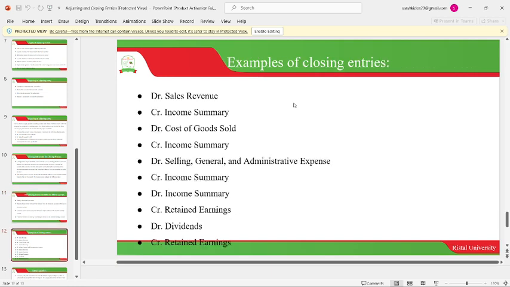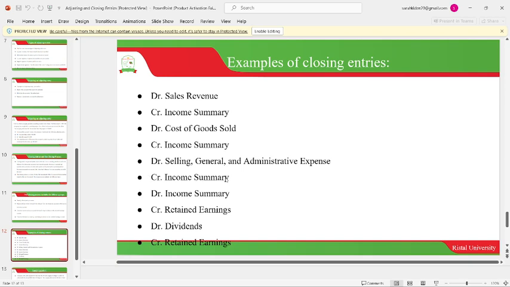So let's look at examples. For example, we have sales revenue. So we debit sales revenue and then we credit income summary. And then 2, we have cost of goods. We debit cost of goods and then we credit income summary. So number 3, we have selling, general and administrative expense. We debit it, then we credit income summary.